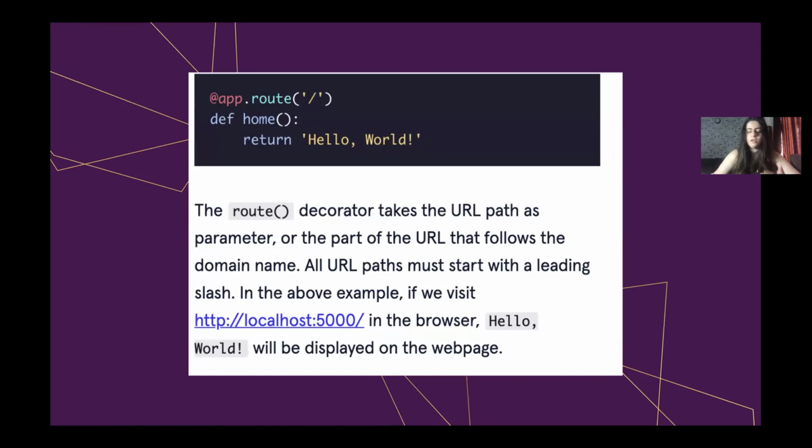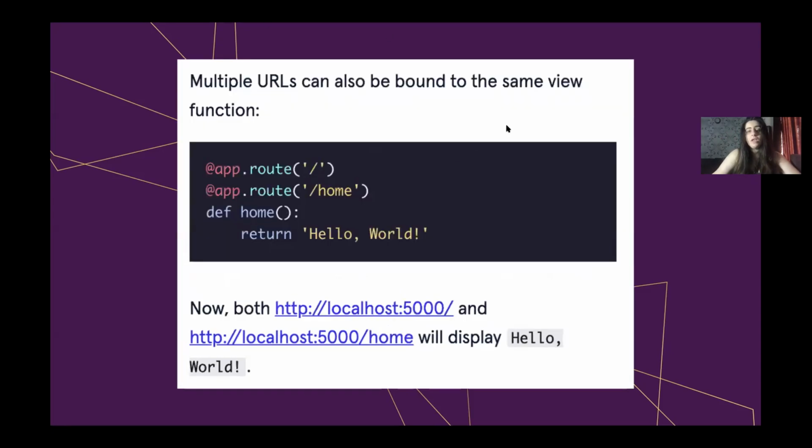I kind of explained it, but I'm going to go through it again. The route decorator takes the URL path, which is the address of a website, as a parameter. So this one, for example. All URL paths must start with a leading slash, which is why the main page is a slash. We tried this, I think it's clear, and we tried this as well. Multiple URLs can be bound to the same view function.